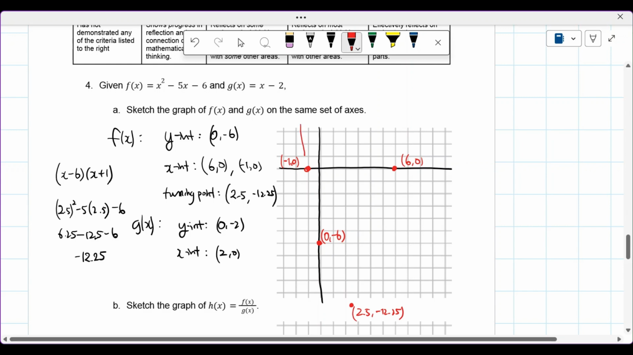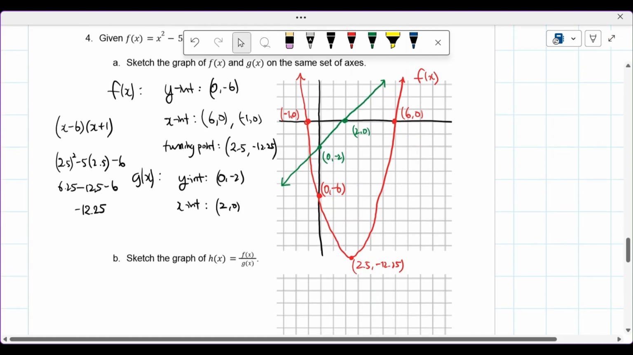So my graph is going to look like that. That's my f of x. Let's do the same thing for g of x. G of x has the y-intercept at 0 comma negative 2, labeled. The x-intercept at 2 comma 0, labeled. So it's going to look like this.